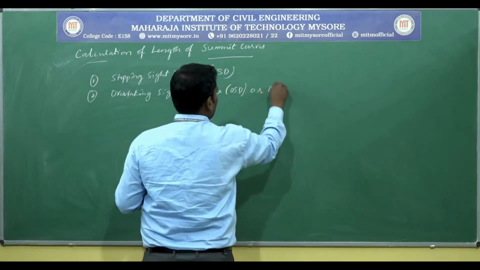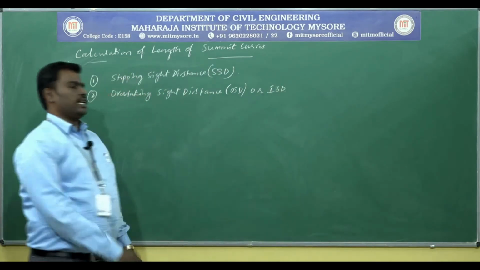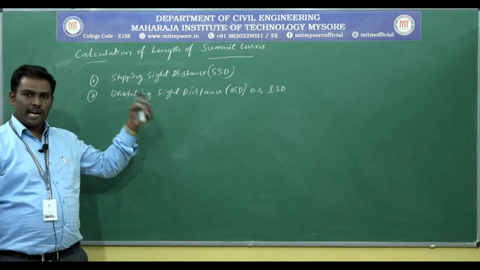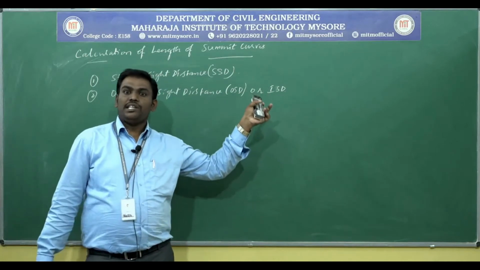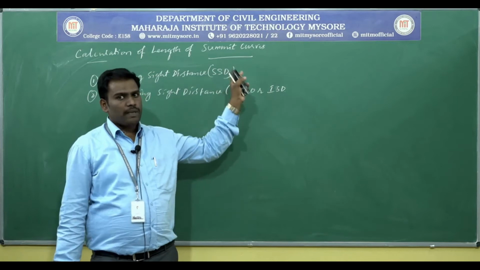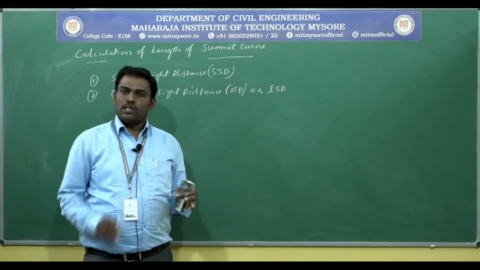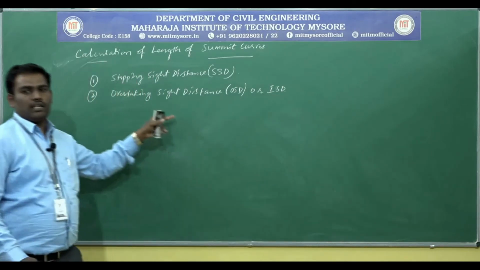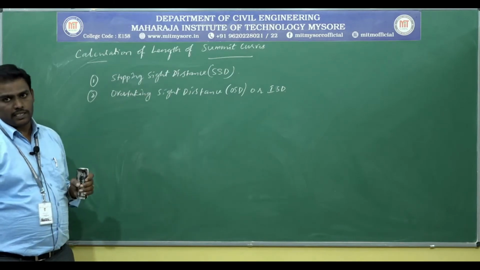Or ISD, intermediate sight distance. Where overtaking sight distance cannot be provided, in that case they provide the intermediate sight distance, that is equal to twice the stopping sight distance. To provide limited overtaking opportunities, they provide at least intermediate sight distance when it is not possible to provide the OSD, that is overtaking sight distance.